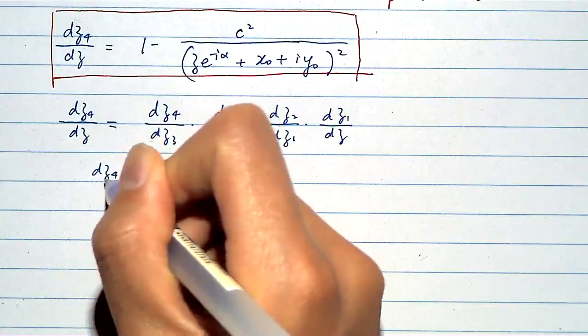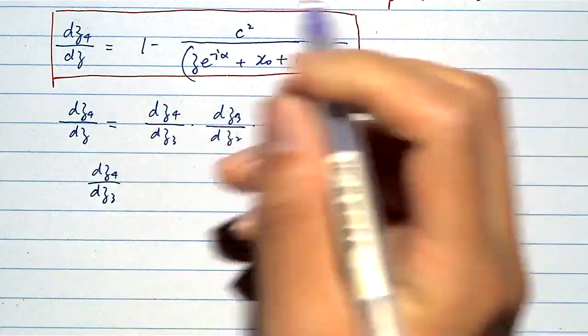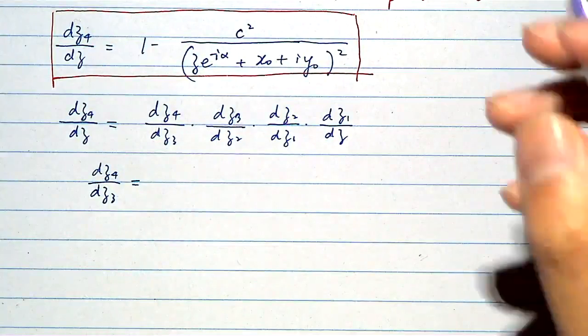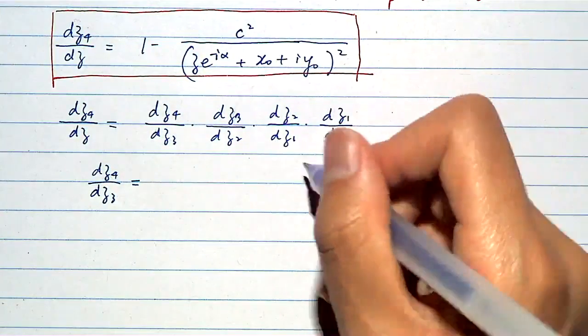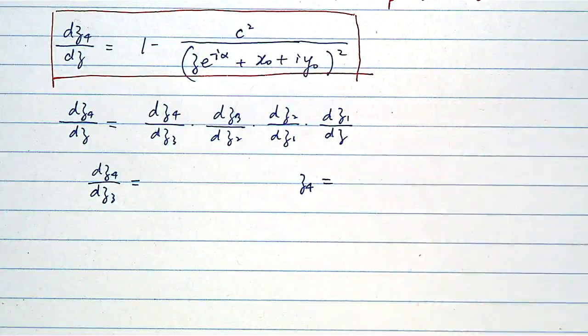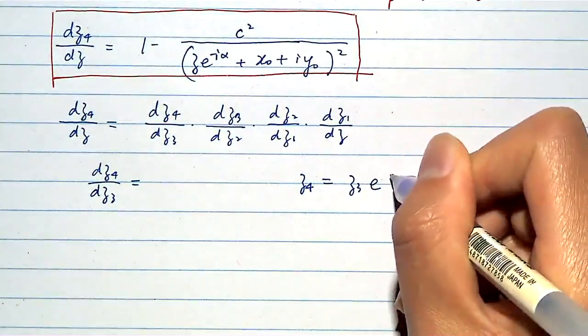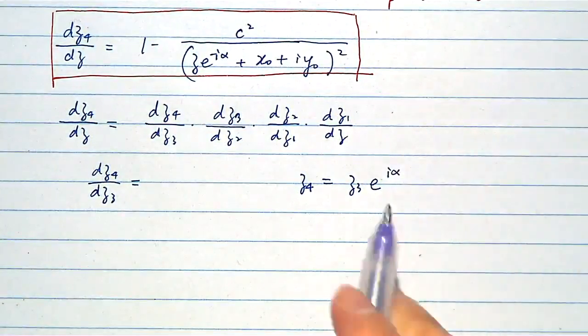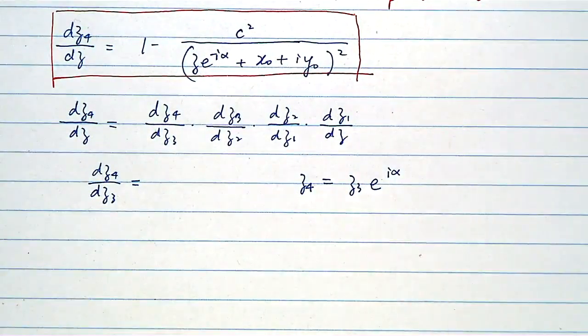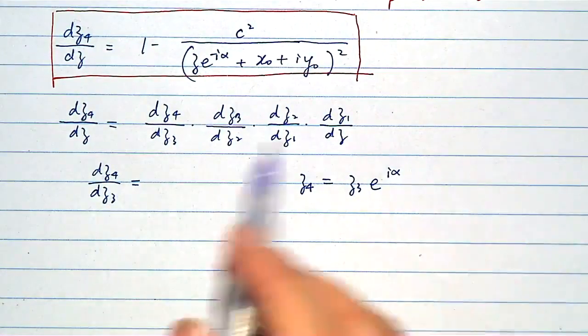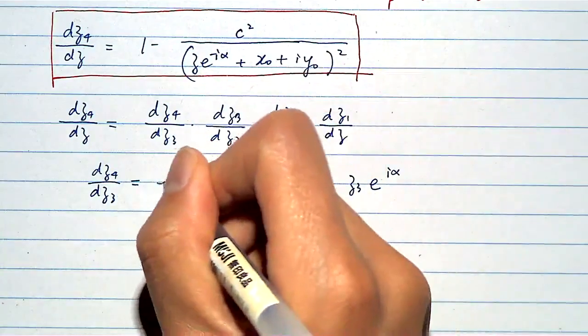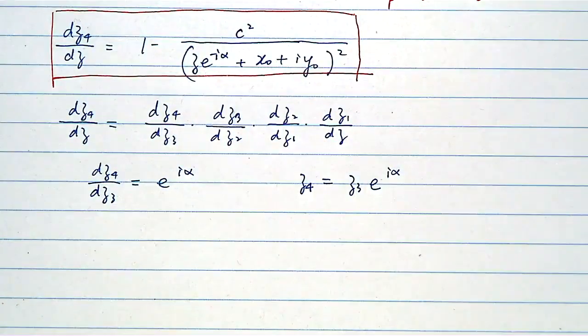dz4 over dz3 is, let me remind you of the step, the transformation. So this z4, the last step, remember, is to rotate the flow back to horizontal. So z4 equals z3 times e to the power of i alpha. There's no negative sign here because we want to reverse what we did in the first step. So in this case, the derivative is just e^{i alpha}, right?